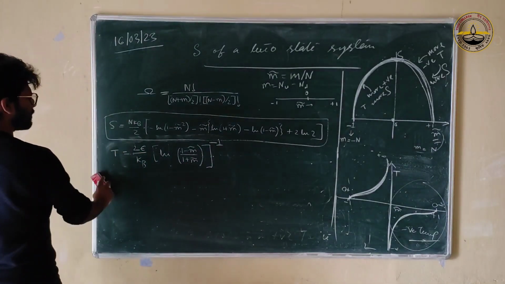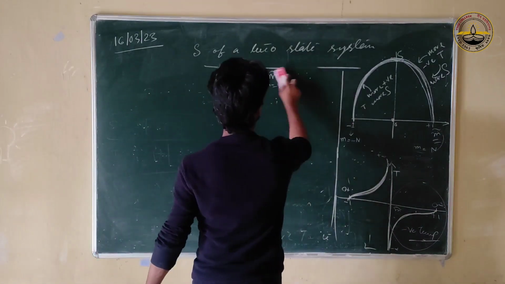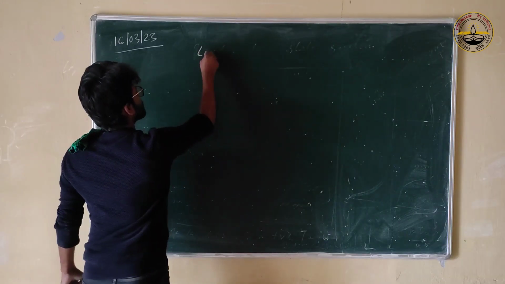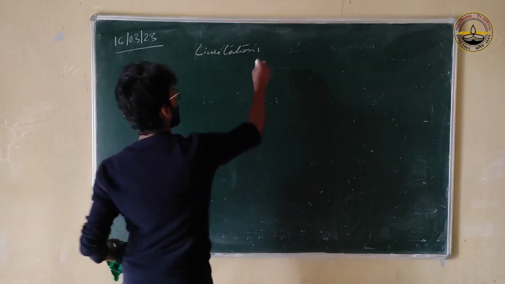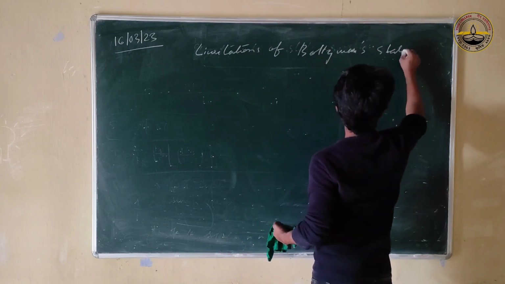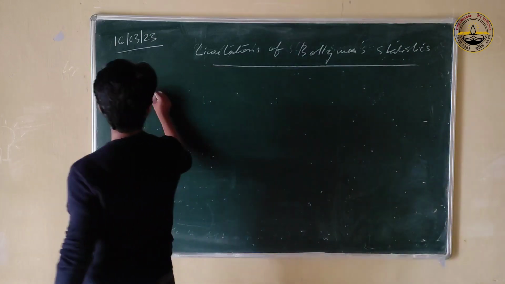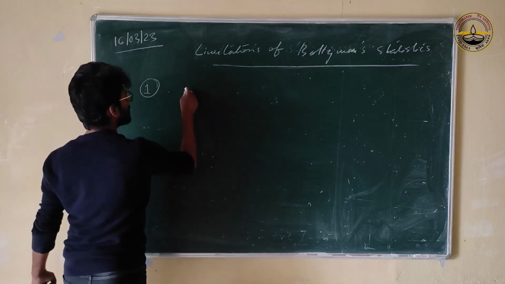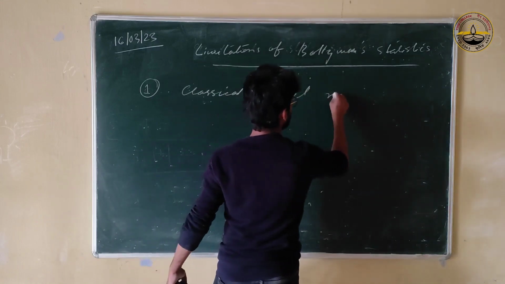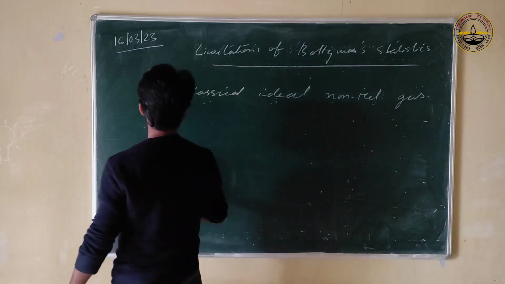Okay, so this is the end of this unit, and I would like to list a summary of this unit. But before that, let's list down some of the limitations of Boltzmann statistics. Well, one is it's only applicable to classical ideal non-relativistic gas, let's say. So far we have applied, okay?